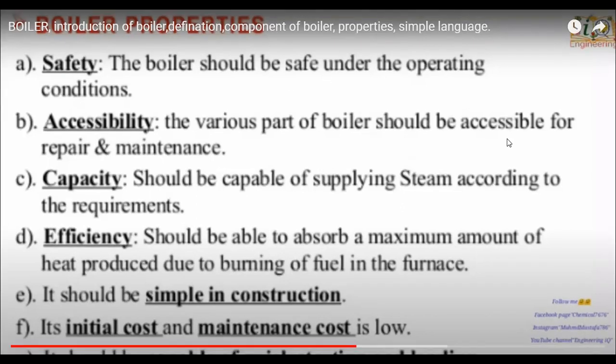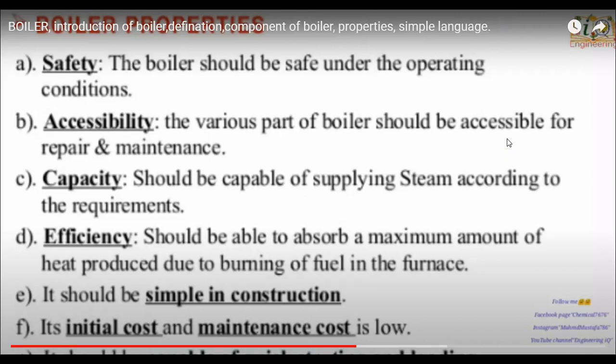And what is the operating condition? The operating condition is high pressure and high temperature. Both are dangerous for the human. The high temperature and high pressure both are dangerous for human life. So safety is a very important property of the boiler when we operate it.